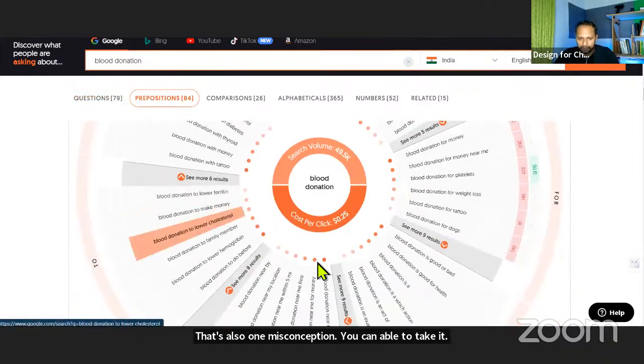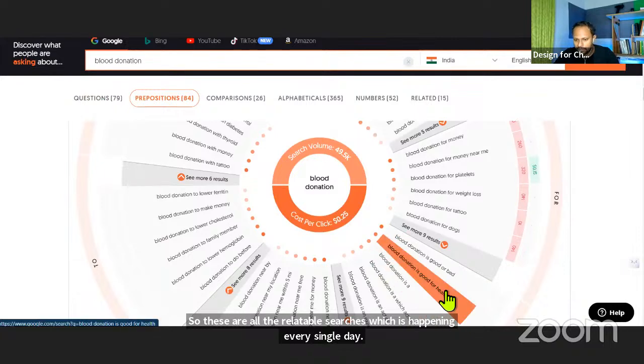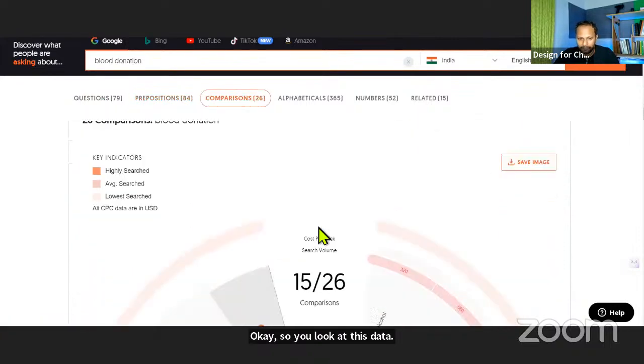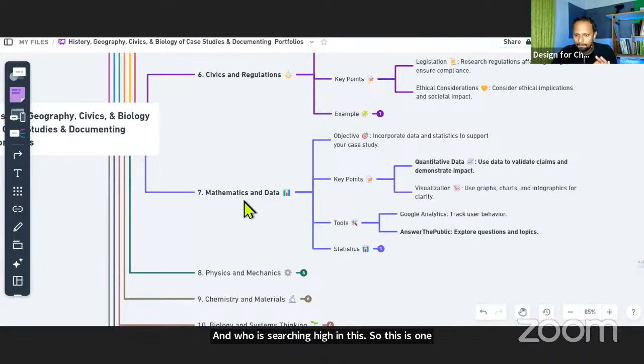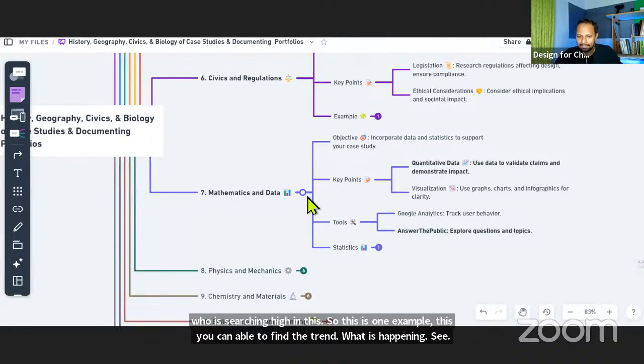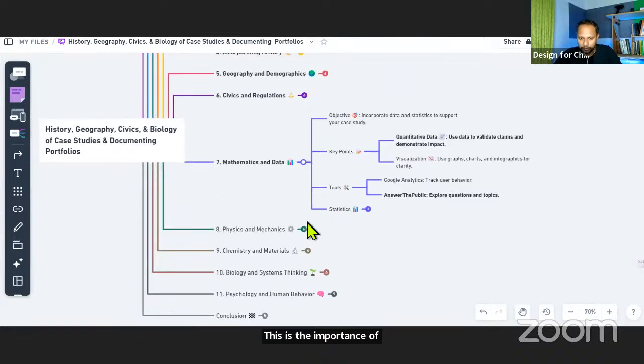Okay, look at this data. Blood donation is good for health. You can write the benefits of it and find who is searching high in this. So this is one small example, guys. You can find the trend of what is happening. This is the importance of mathematics and data for your project. Okay, I'm just closing this information.